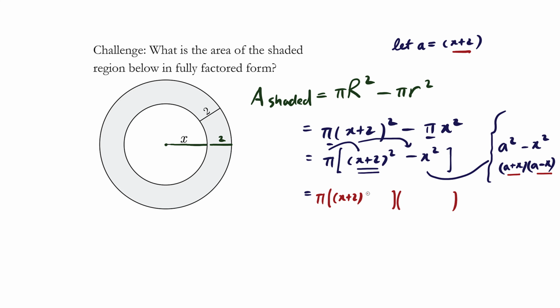So we have x plus 2, which is our a value, plus x, and we have our a value, x plus 2 minus x. Now we can clean this up a little bit. x plus x is 2x. So we have 2x plus 2, and x minus x disappears, so we only have 2.